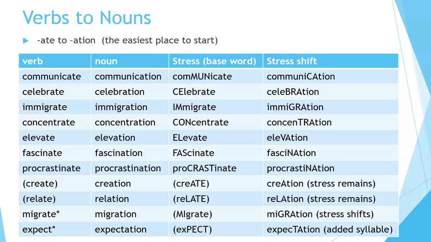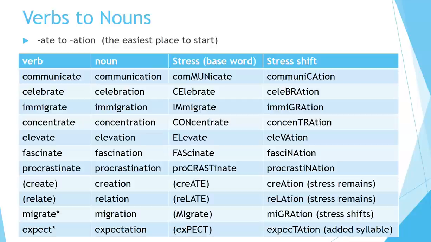Now with the verb form, it comes in the third to the last syllable. So for example, celebrate, immigrate, concentrate, elevate, and fascinate. They're all three-syllable words. So the third syllable from the end is actually the first syllable of these words. Now let's look at the next words. Communicate and procrastinate. These are four-syllable words. So the third syllable from the end is actually the second syllable of these words.